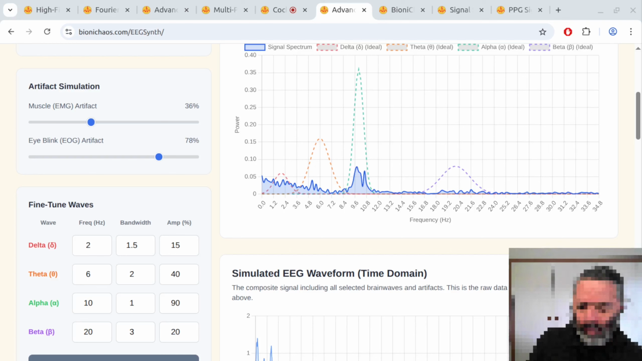Welcome to the deep dive. Today we're diving straight into the technical core of electroencephalography (EEG) signal processing.